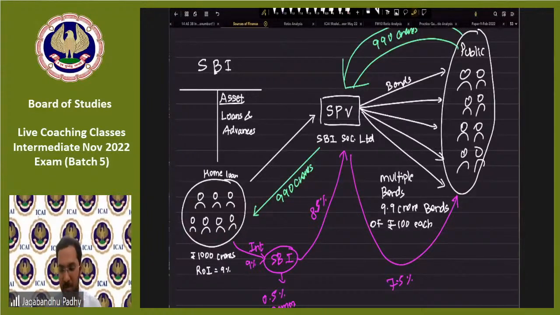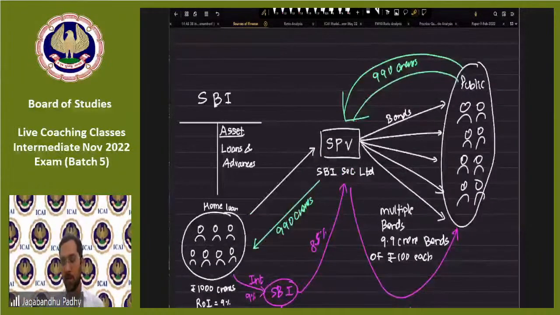Okay, what is SPV? SPV is a special purpose vehicle, which is created and incorporated specifically for this transaction. Are there any standard SPVs, or is it likely a newly incorporated entity? There are existing SPVs. SBI has its own, or you can also create a new entity for them.